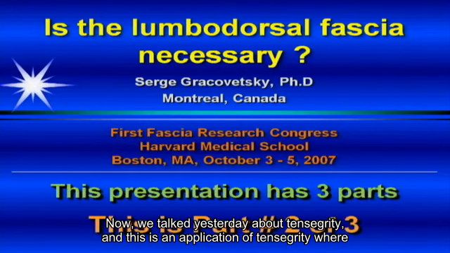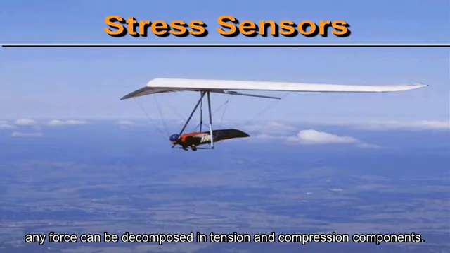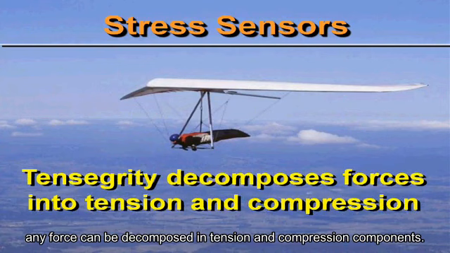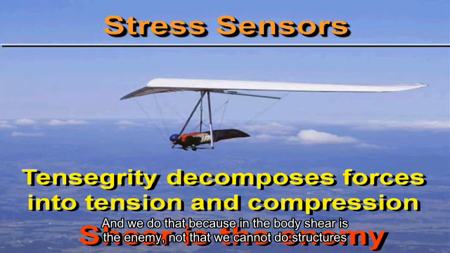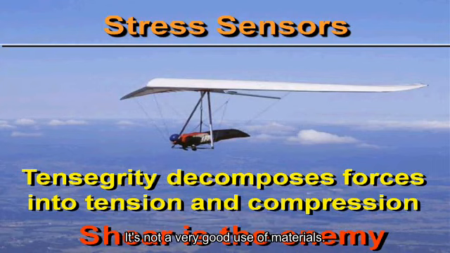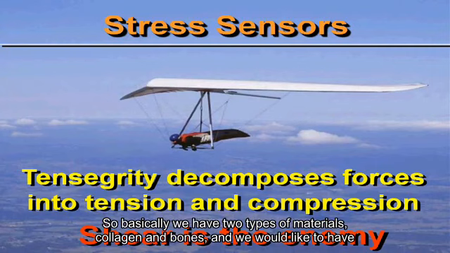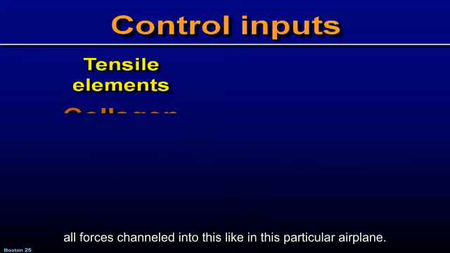Now we talked yesterday about tensegrity, and this is an application of tensegrity where any force can be decomposed in tension and compression components. And we do that because in the body, shear is the enemy. Not that we cannot do structures that resist shear, but a structure able to resist shear has to be clumsy, heavy. It's not a very good use of materials. So basically we have two types of materials, collagen and bones. And we would like to have all forces channeled into this, like in this particular airplane.